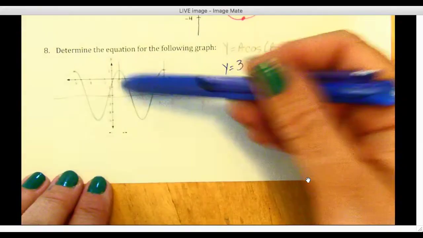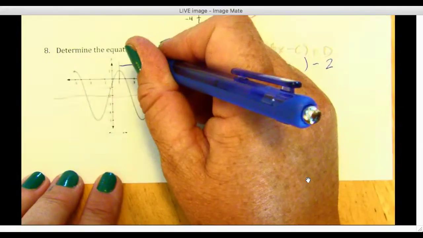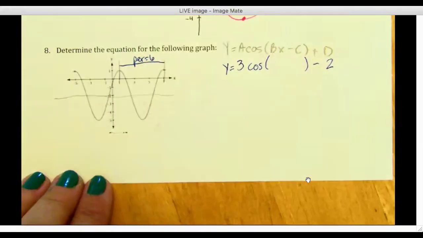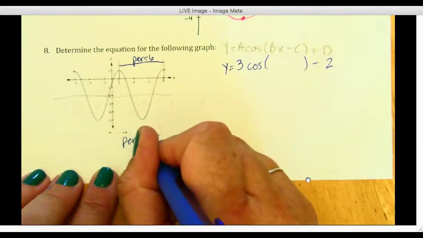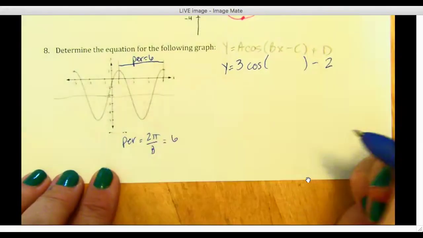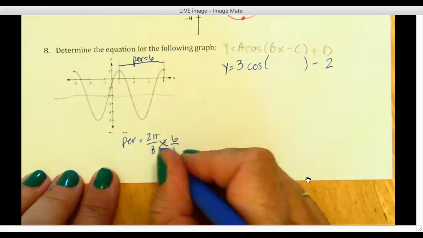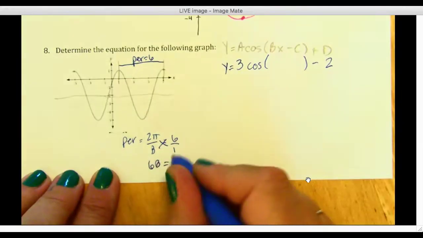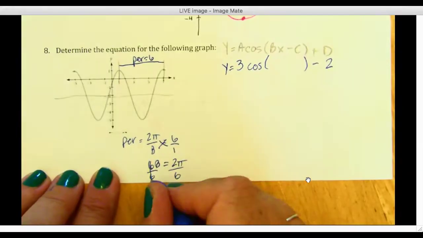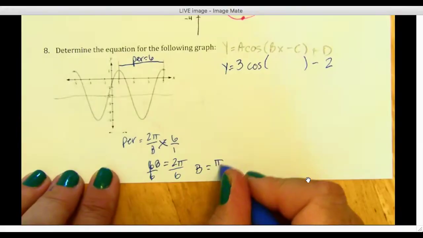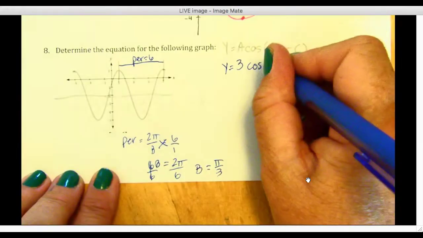Now it starts at 1 and ends at 7, and the length of that period then is 6. So what we're saying is if our period, which is normally 2 pi over b, equals 6, then I can solve for b. 6 is the same thing as 6 over 1, and I can cross multiply. 6b equals 2 pi times 1, which is 2 pi. I can divide by 6, and then b equals pi over 3 after we reduce there. So we just found our b value, pi over 3x.